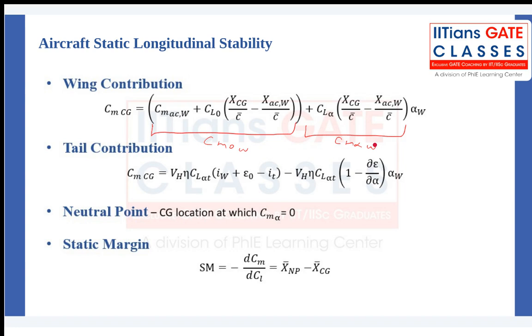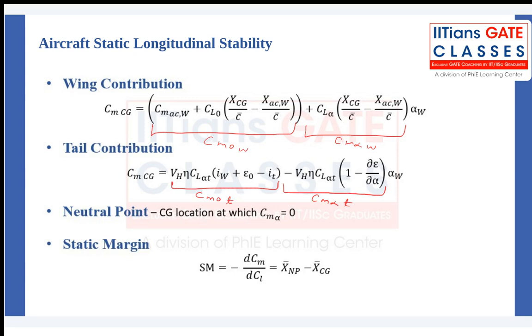Similarly, for the tail, we have Cm naught of the tail, and this entire thing, including the negative sign, is the Cm alpha contribution of the tail. Then you have a neutral point. Neutral point definition was just like aerodynamic center. Aerodynamic center is for aerodynamic surfaces like wing, tail. Neutral point is for the entire aircraft. That is the only difference.